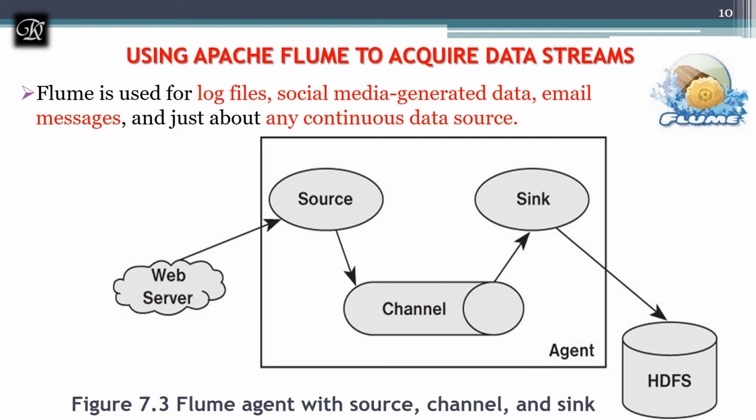By default, the data in the channel is kept in memory, but it is optional to store it on disk to prevent data loss in the event of network failure.